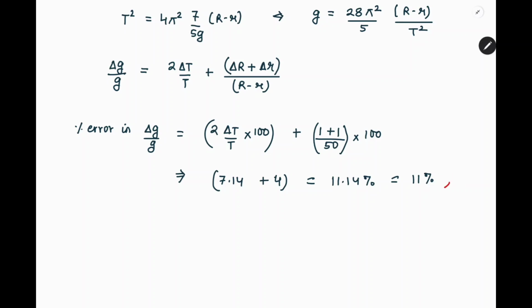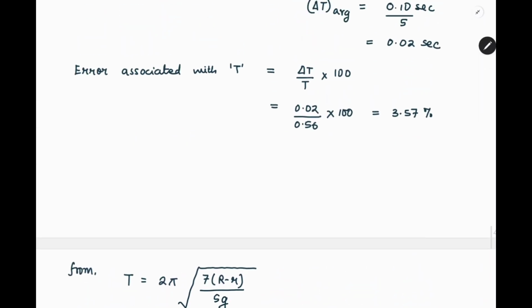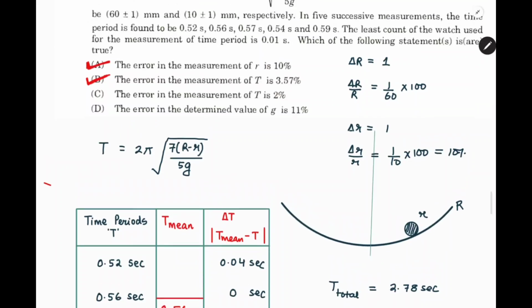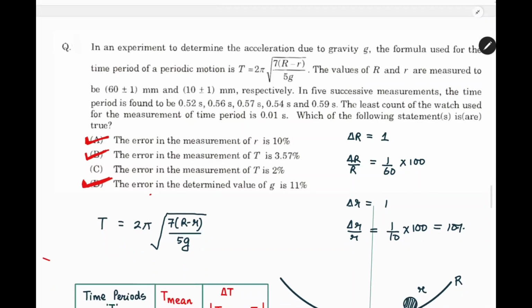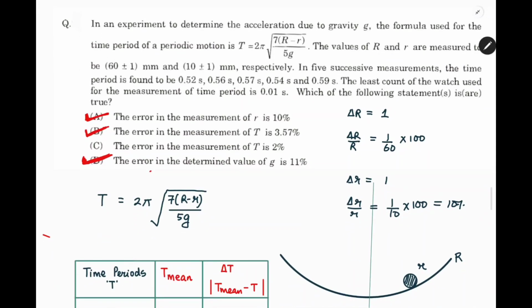So if we check for the alternatives, the error in the measurement value of g is 11%. So we are going with alternative D, and over here we can say that A, B, D are correct alternatives. And this is how we solve this particular problem, which is more than one correct type.